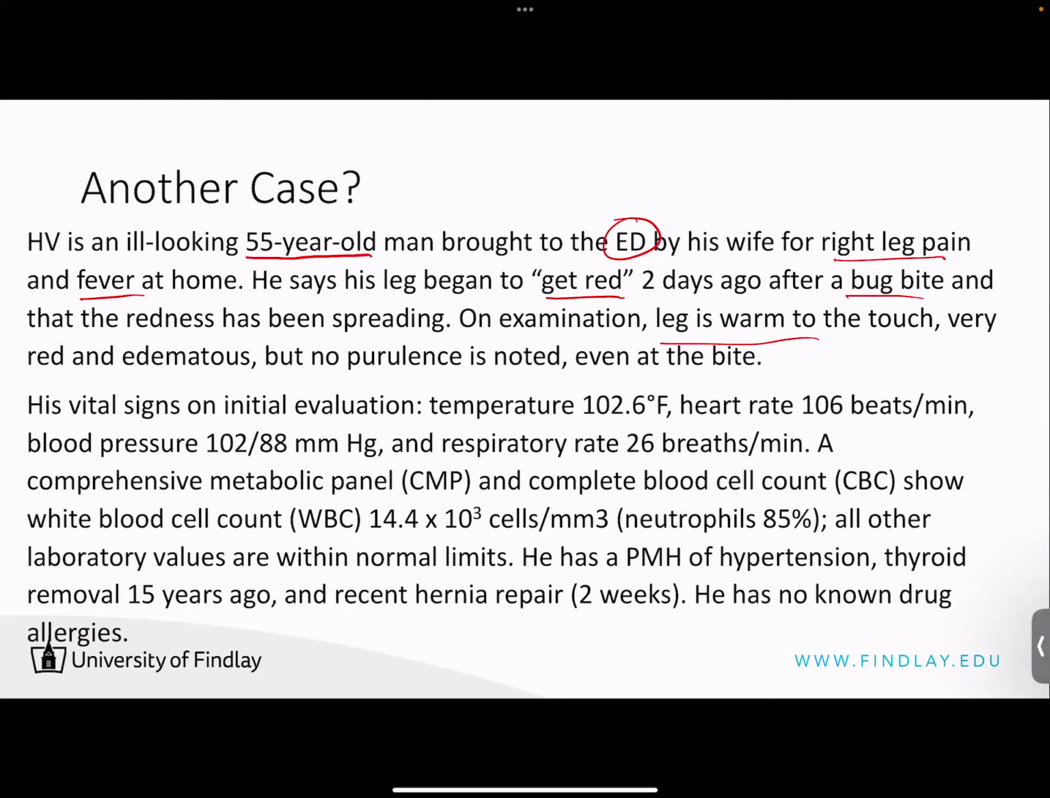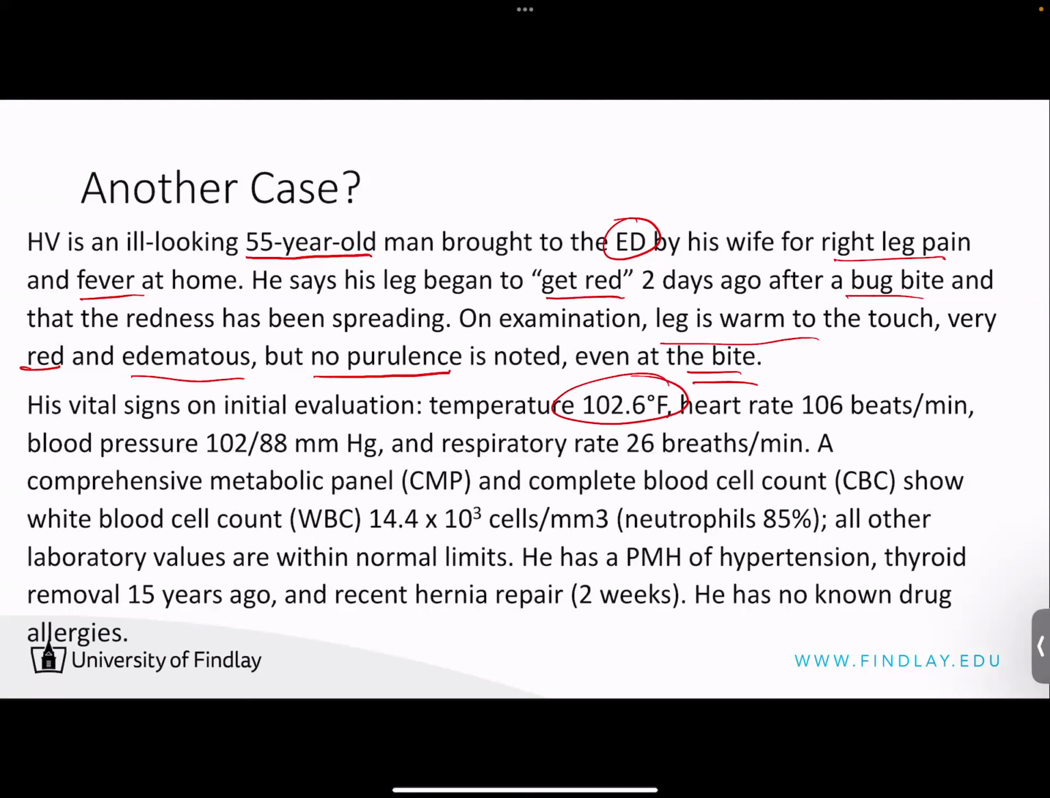All right. That's called calor, C-A-L-O-R. It's very red. That's rubor. It's edematous, dolor. Or no, edematous is tumor. And then pain is dolor. So have you heard of rubor, dolor, calor, tumor? All right. Those are the 4 terms that you use to describe inflammation, essentially. There's no purulence, though, even at the bite.